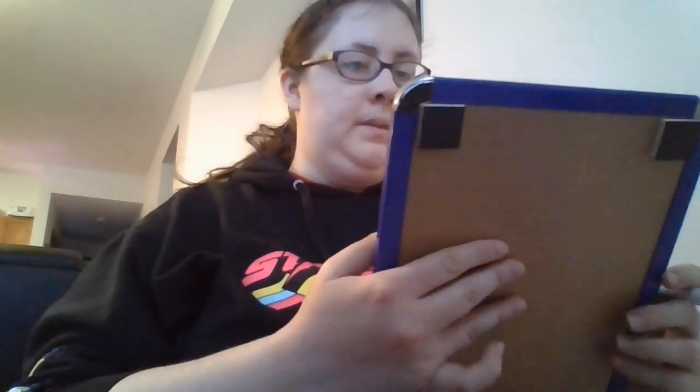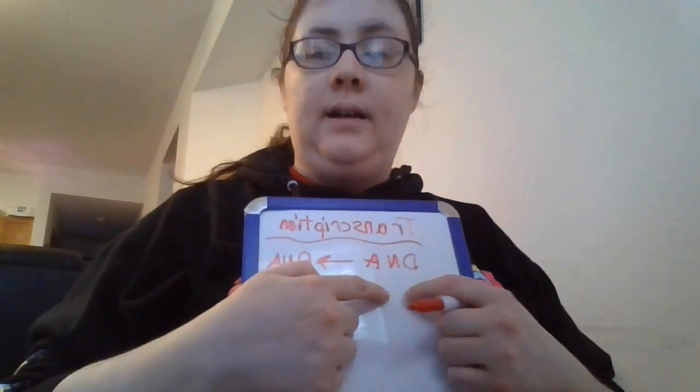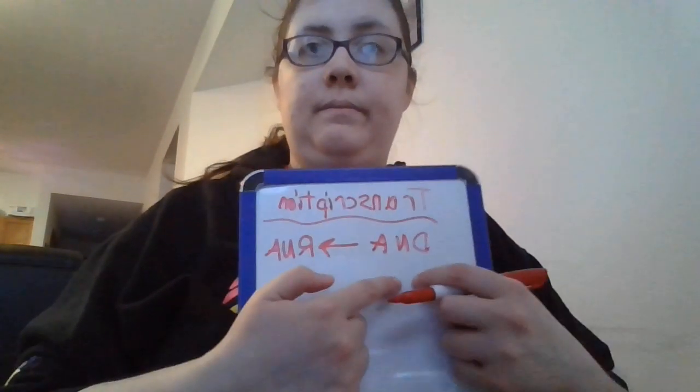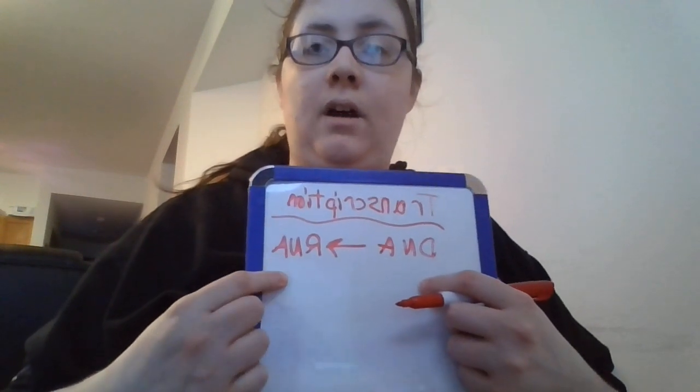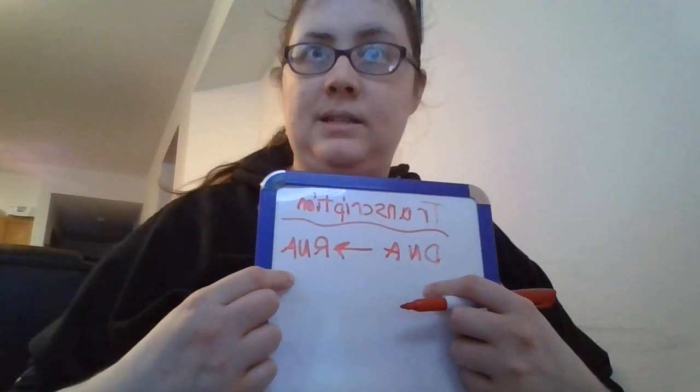So then, let's see. Oh, this confused a lot of people, which is fine, but we're going to go through it. So, transcription. The DNA unwinds, gets copied into a piece of RNA. The RNA leaves the nucleus, goes out into the cytoplasm, and finds a ribosome.